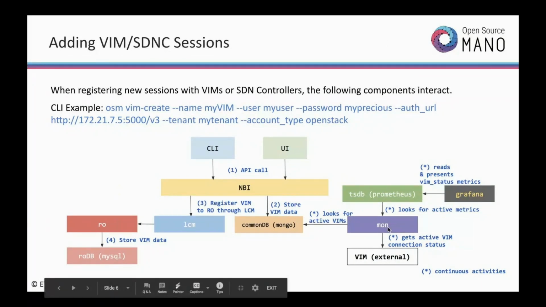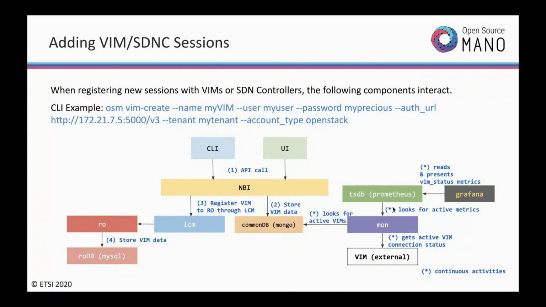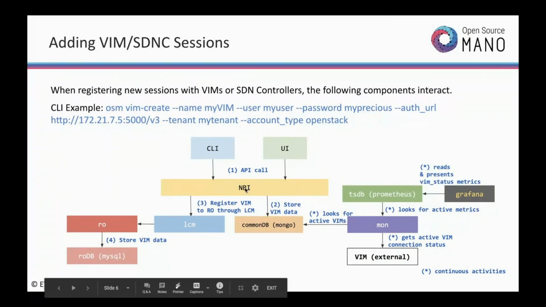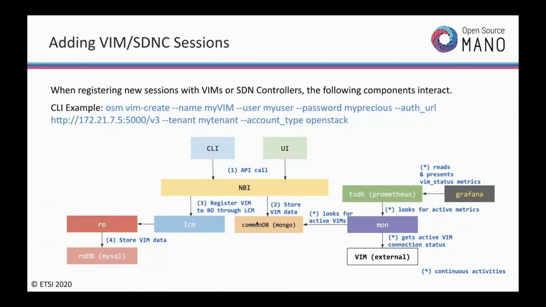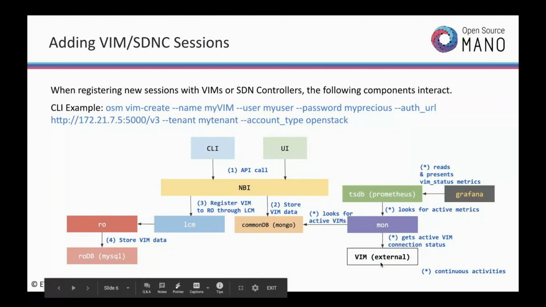So Prometheus, at the same time, is looking for active metrics in MON. And Grafana is doing the same for Prometheus. So at the end, when you create a VIM, and the VIM is stored in the Mongo database, its status, I mean, its health will be queried, and the metric will appear in Prometheus.